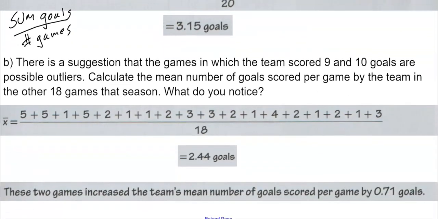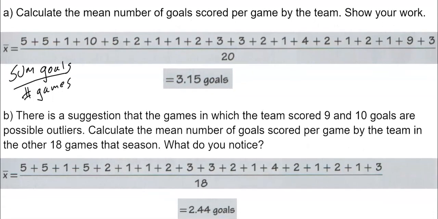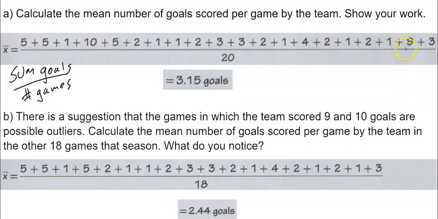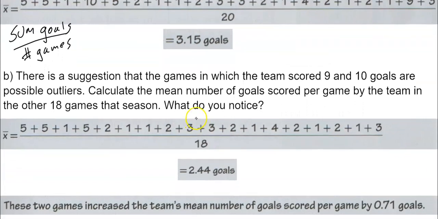So there's a suggestion that the games in which this team scored 9 and 10 goals are possible outliers. So when they scored here, they scored 10 goals and they scored 9 goals. Some people go, wait a minute, an outlier is an abnormality, that was a fluke, or that doesn't happen very often. So let's calculate the mean number of goals per game by the team in the other 18 games.